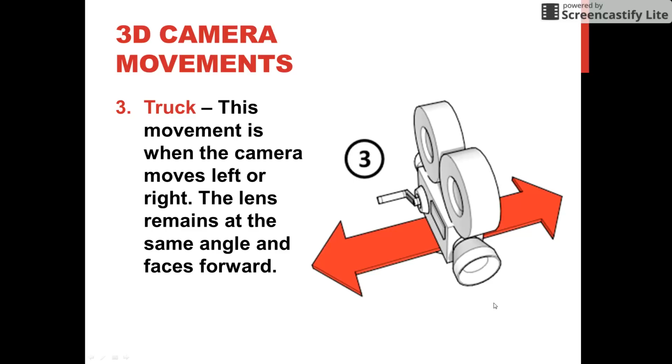Truck is another term for movement. This is when the camera moves left or right. The lens remains at the same angle and faces forward, so there is no tilt or movement of angle of any kind. It just physically moves either to the right or to the left.